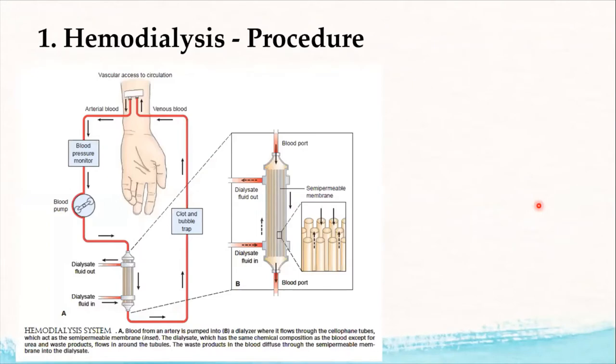Now let's see the procedure. In this procedure, a catheter is inserted into a blood vessel, usually in the arm area, or sometimes near the neck region. It routes the blood circulation externally through the machine. This is a dialyzer machine, so that the blood can get rid of all the toxins and excess water.